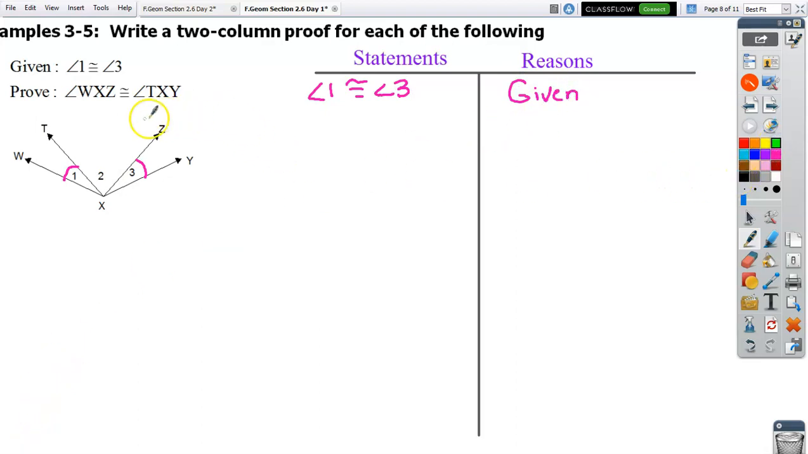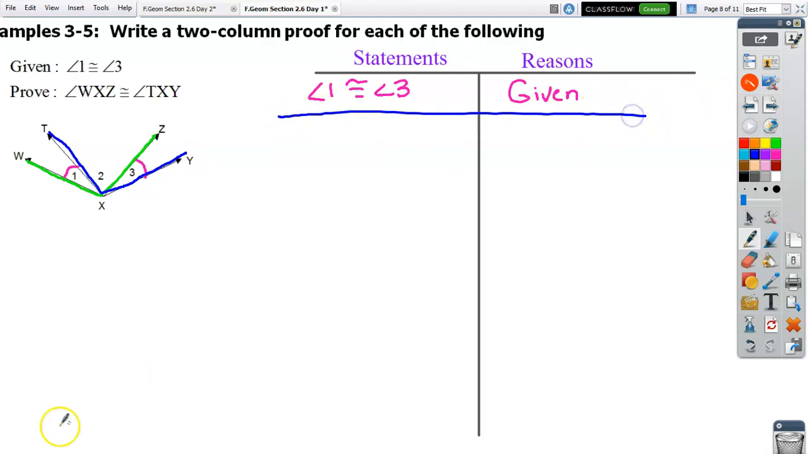Next, let's look at what we're trying to prove. We're trying to prove that angle WXZ, this angle right here, is congruent to angle TXY. So this one right here. So we're going to need some angle addition here so we can get through this.